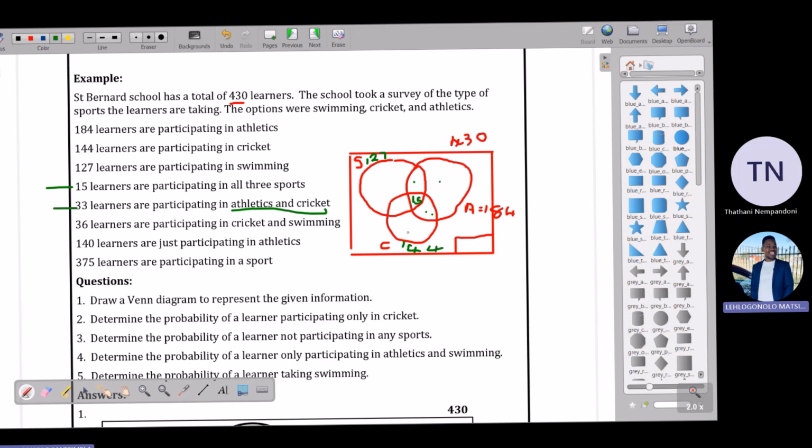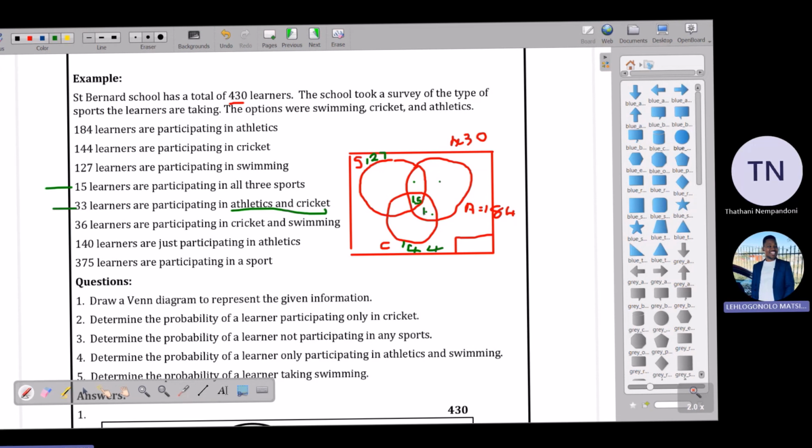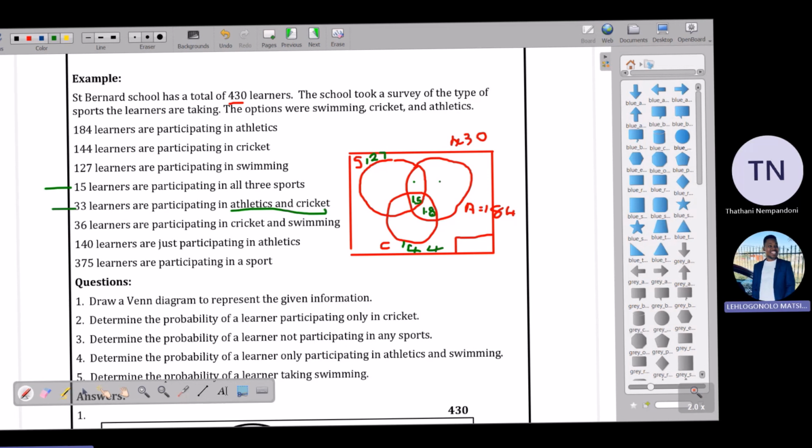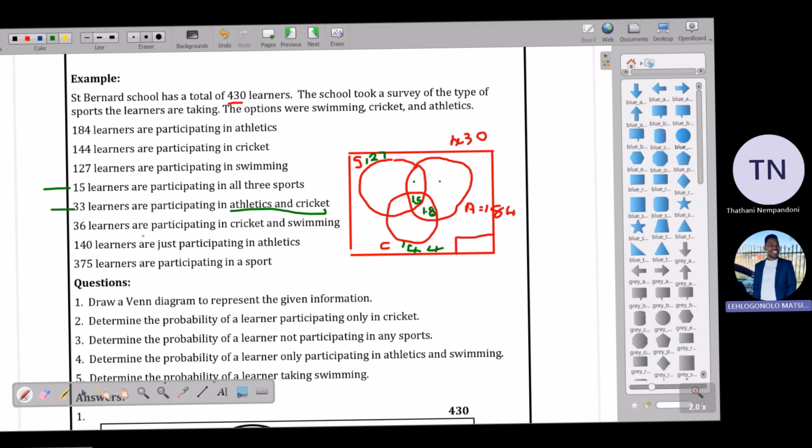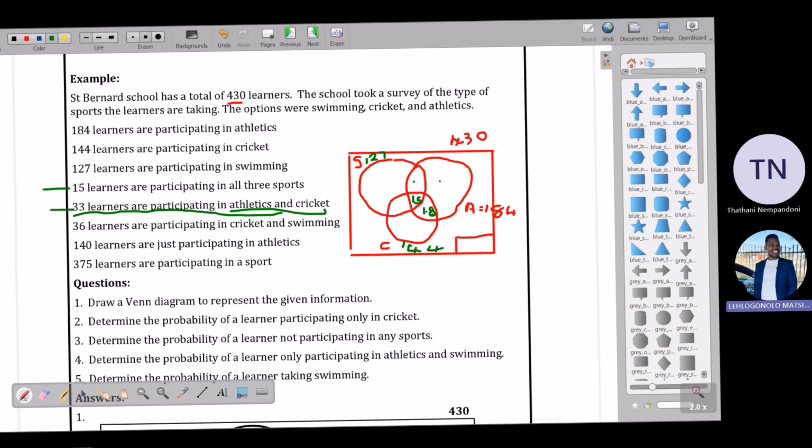So which means we are not supposed to put 33, but when we check, it's 33 minus 15. It's going to give us 18 when I do it on my calculator. So which means 18 are doing athletics and cricket only. But 33 learners are participating in athletics and cricket.